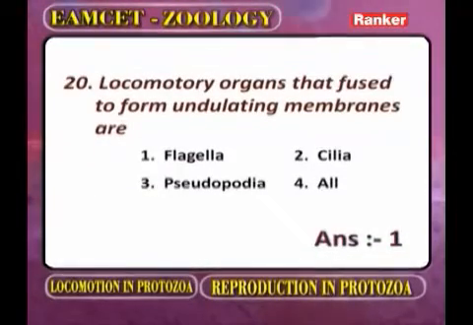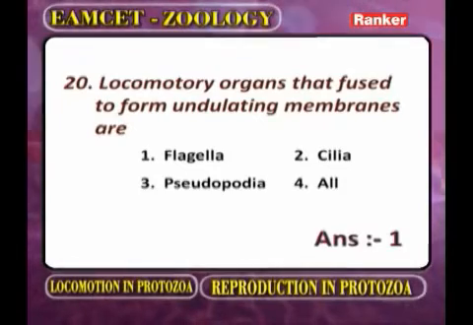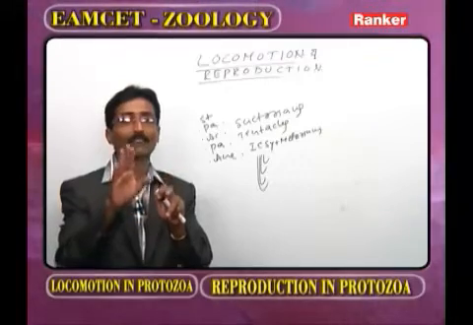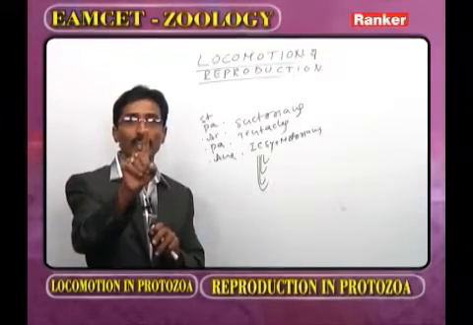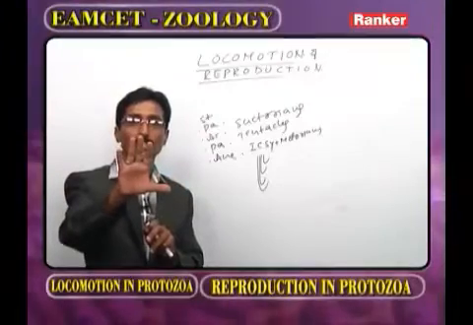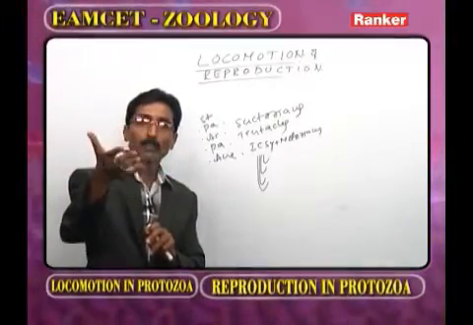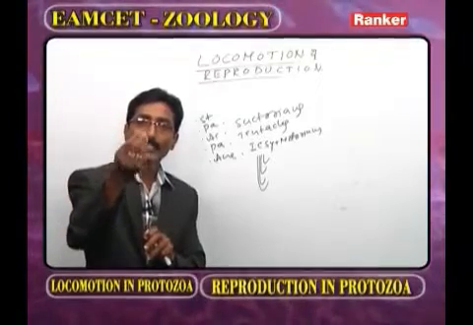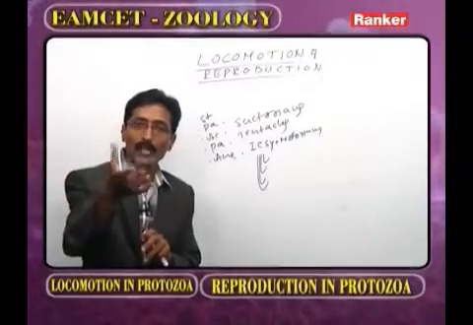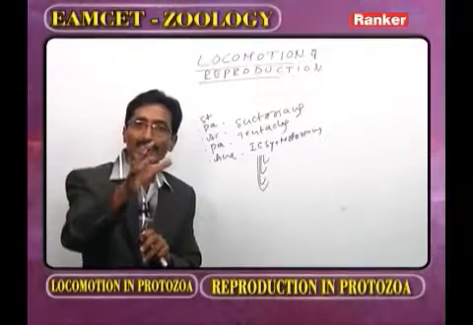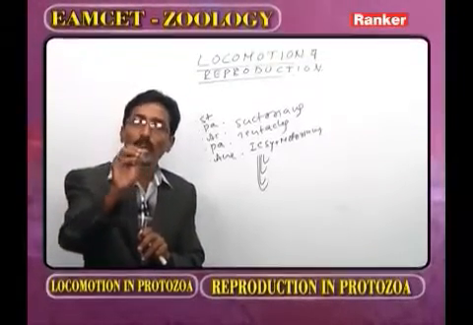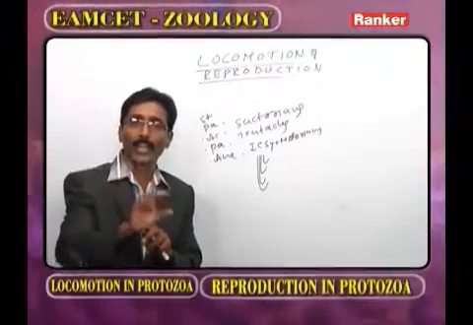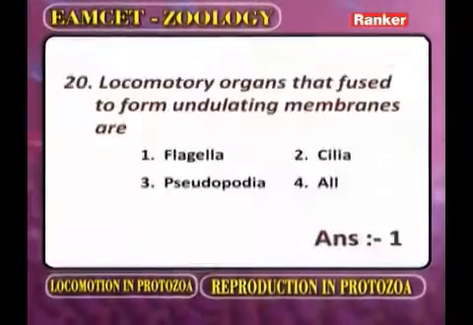Locomotory organs that fuse to form the undulating membrane. Locomotory organelles fuse to form the undulating membrane. Now, as we observe the differences between flagella and cilia, generally the flagellum is one in number. It does not form compound structures. But the cilia are more in number. The minimum number of cilia is 3000. As they are more in number, they produce compound structures, that is the undulating membrane, membranelle and cirri. Now here, what are the options?